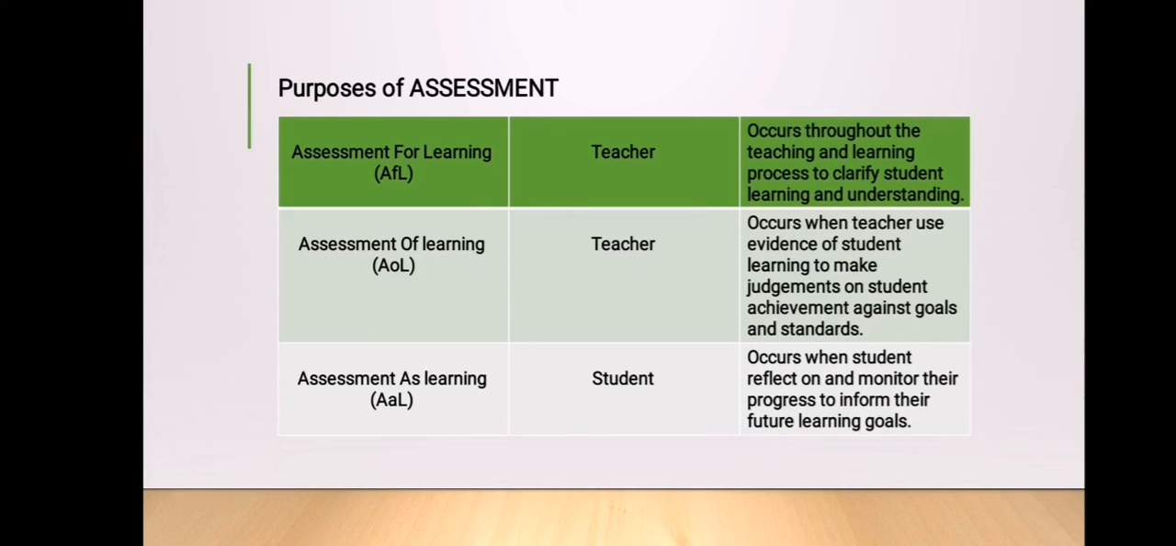Next is the assessment of learning or AOL. This is also done by the teacher summatively, or at the end of the unit, for grading purposes. It occurs when teachers use evidence of student learning to make judgments on student achievement against goals and standards. Lastly, the assessment as learning or AAL. This is done by the students to monitor their own progress. That's talking about their reflection and insights. It occurs when students reflect on and monitor their progress to inform their future learning goals. So these are the three lenses of assessment.